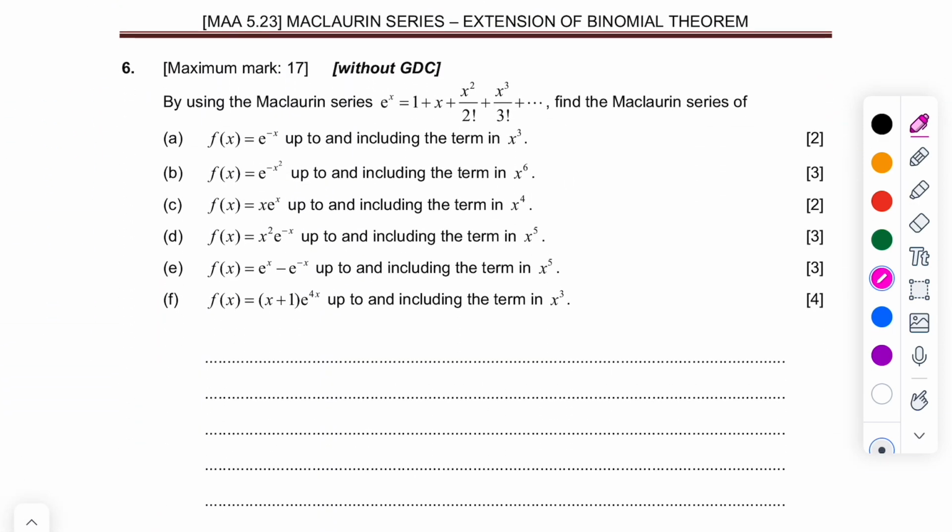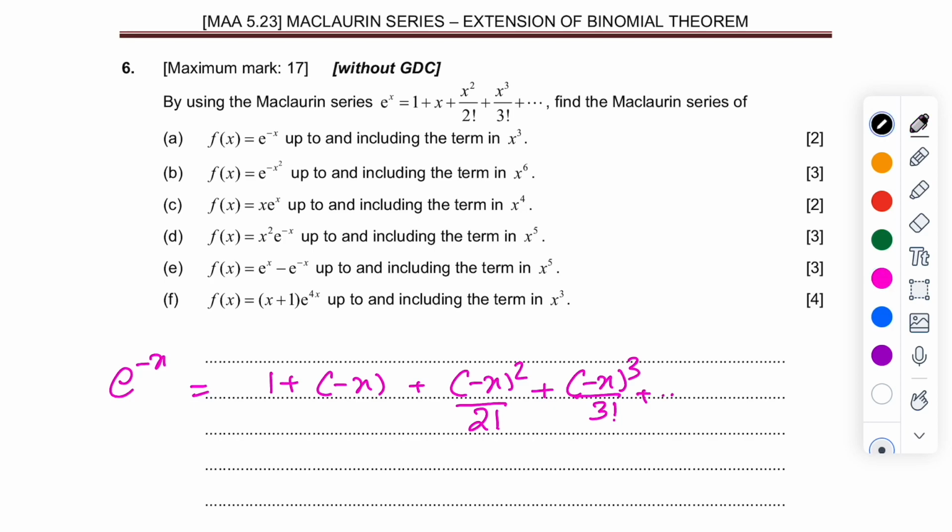Question number 6. The Maclaurin series for e power x is given. Find the Maclaurin series for e power minus x. So just plug in minus x over there. So x has minus x. 1 plus minus x plus (minus x) whole square upon 2 factorial plus (minus x) whole cube upon 3 factorial and so on. So what I'll be getting over there? 1 minus x plus x square upon 2 minus x cube upon 6 and so on.